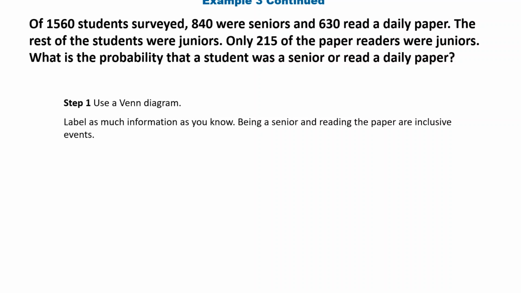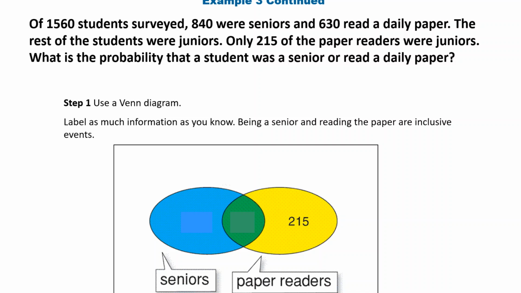All right, so let's take this information and see if we can figure out a few things about it. First of all, we could use a Venn diagram and try and label all this. Now, our paper says that only 215 of the paper readers were juniors. So if we have this yellow circle as readers, and these 215 are our juniors, and we know that we have 630 readers in all. So 630 readers in all, and 215 of them are juniors. That tells me that 415 of the readers are actually seniors, okay? They are readers and they are seniors.